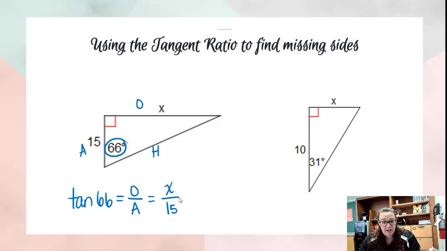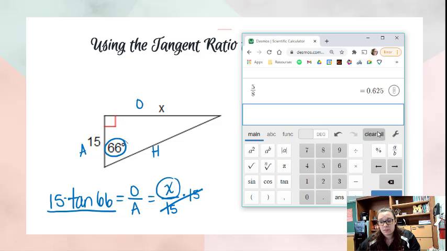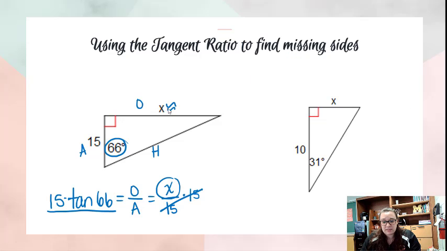I want to solve for x, so let's get rid of the 15 on the bottom by multiplying both sides by it. That way it's gone from here, and I've got x by itself equals 15 tangent 66. We can calculate that. Clear. 15 tangent 66. It says it's about 33.7, so let's round and say 33.7. There's my answer for this one.